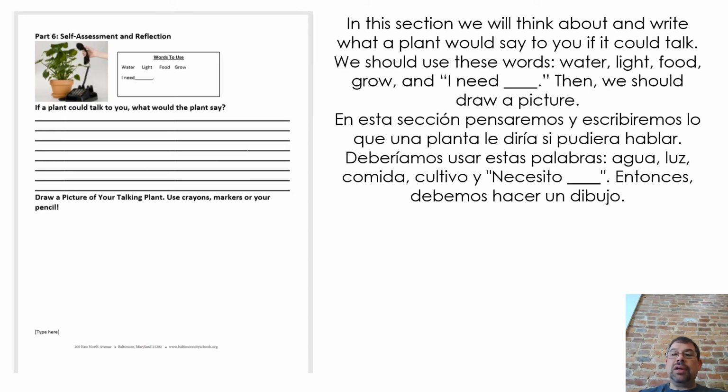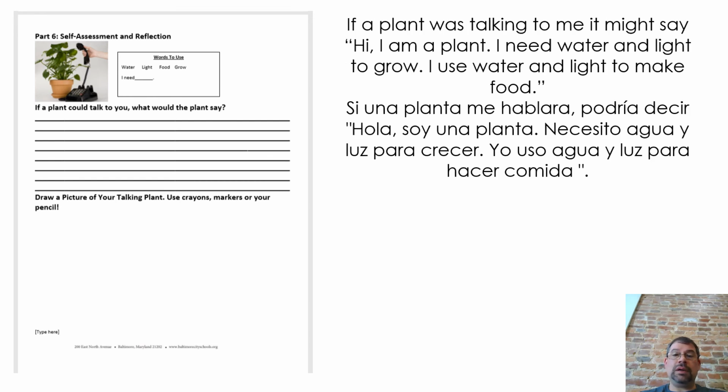In this section, we will think about and write what a plant would say to you if it could talk. We should use these words: water, light, food, grow, and I need blank. Then we should draw a picture. If a plant was talking to me, it might say, "Hi, I am a plant. I need water and light to grow. I use water and light to make food."